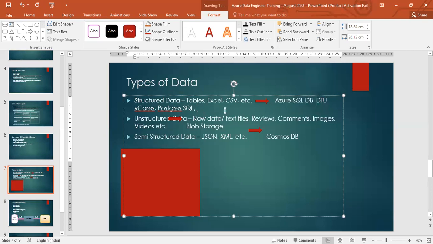Yes, so what I'm trying to understand is, when you already have structured data on your on-prem and you only work with structured data, then why would there be a need to adopt blob storage versus Azure SQL storage? That depends on your requirement.